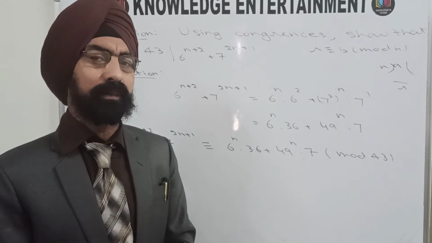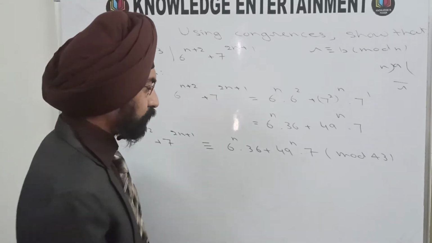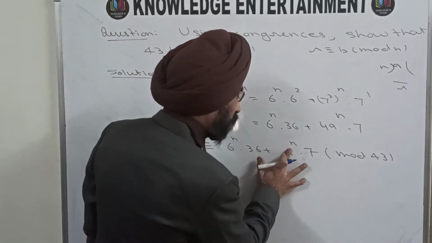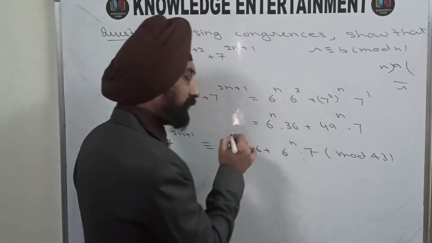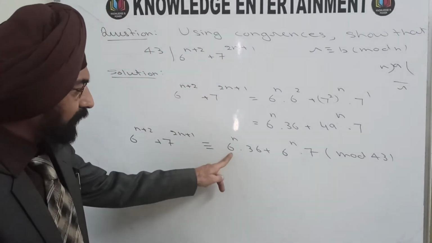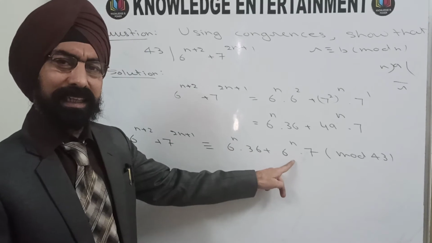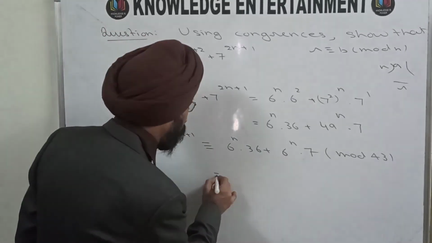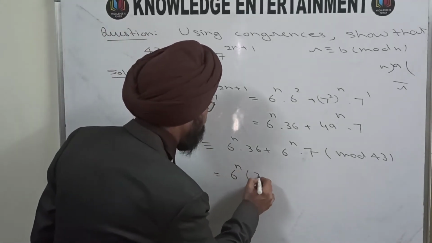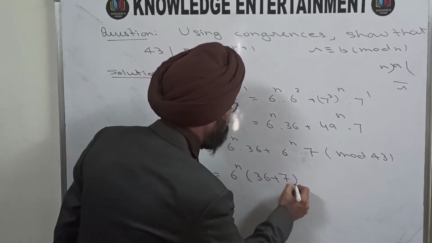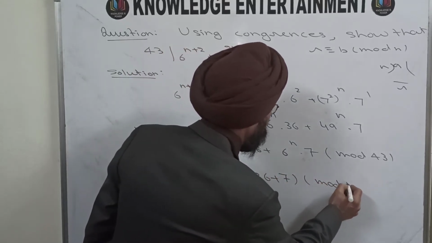Definitely the remainder will be 6. So you can replace this 49 by 6. And now 6 power n is here, 6 power n is here, you can take out 6 power n as common. So 6 power n common, you will get 36 plus 7 modulo 43.